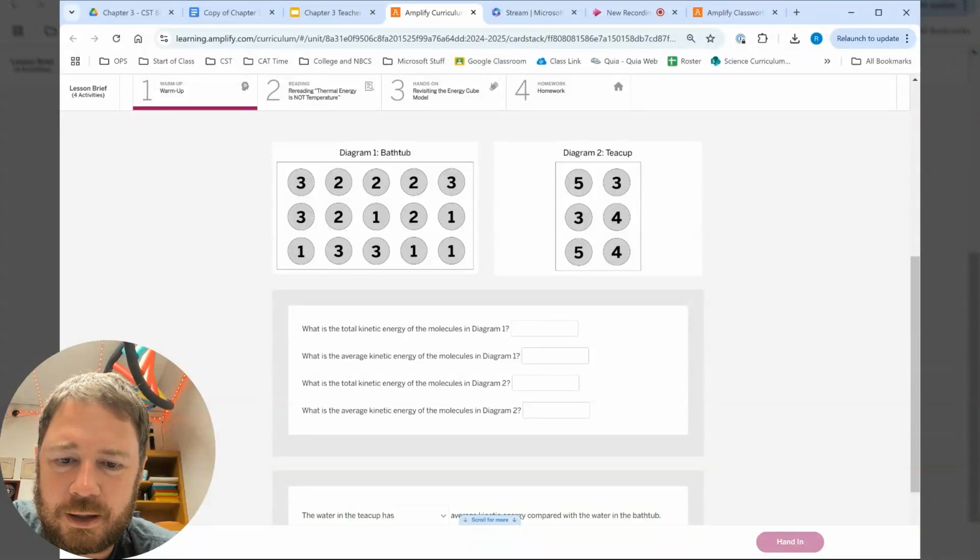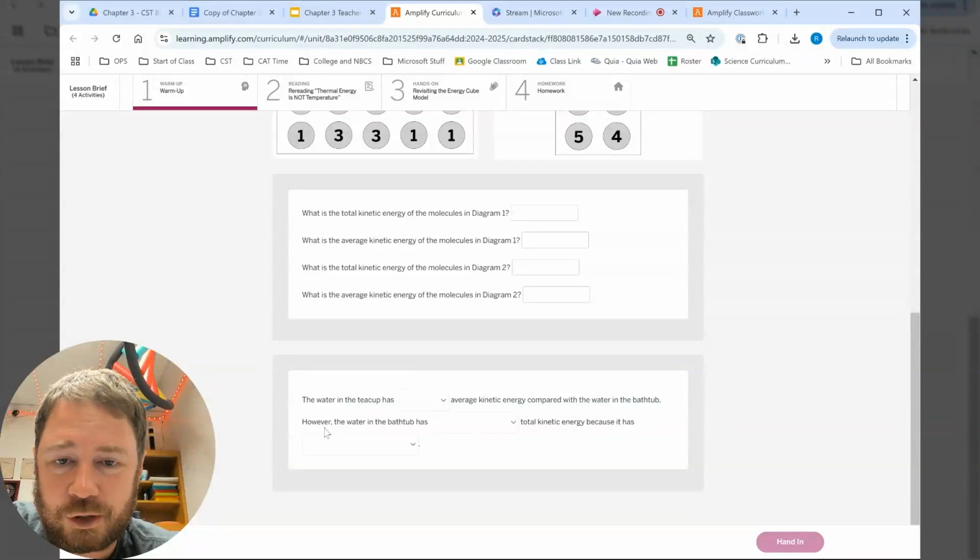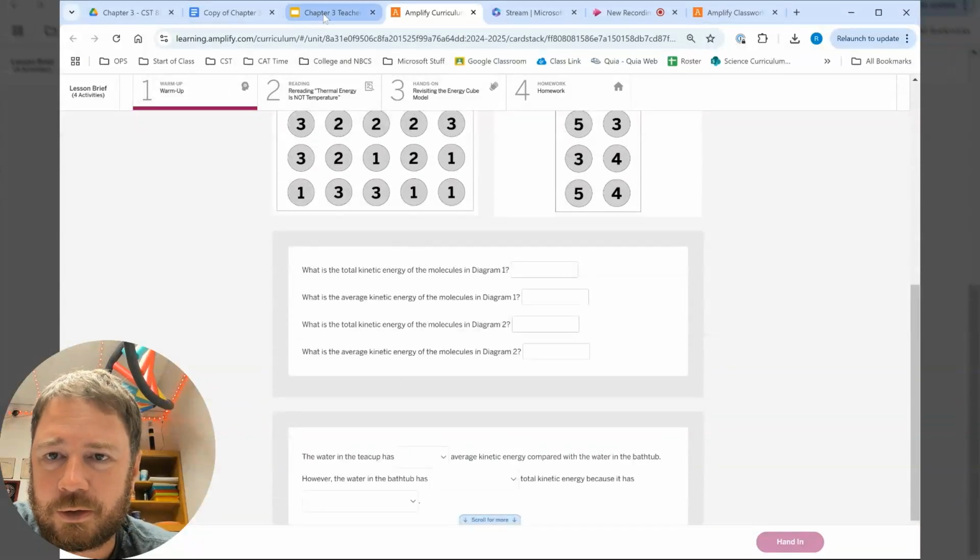Next, you can find the total kinetic energy of the molecules in diagram 2. So the total kinetic energy is just when you add them up. And then you need to find the average kinetic energy, or the temperature of the molecules in diagram 2. So here you add them all up, and you divide by 6, because there's only 6 molecules here. So this box will be the thermal energy of diagram 1. This box will be the thermal energy of diagram 2. This second box here will be the temperature of diagram 1, because temperature is average. This last box will be the temperature of diagram 2, because temperature is average. Once you get these 4, then go ahead and answer these questions. So pause and complete this activity.